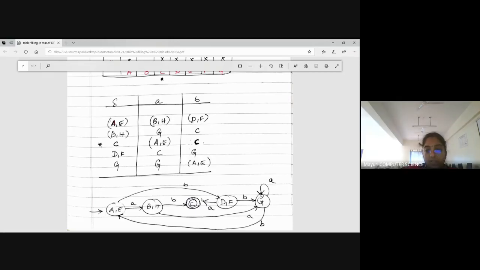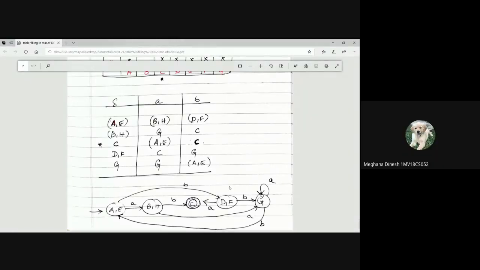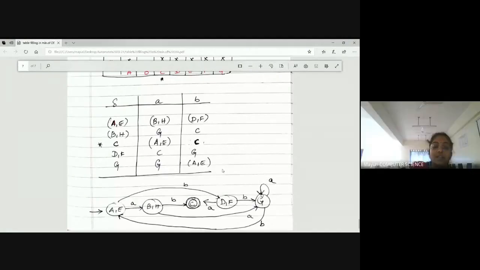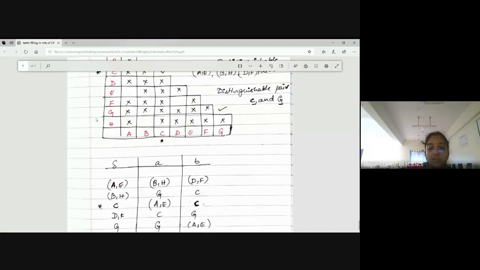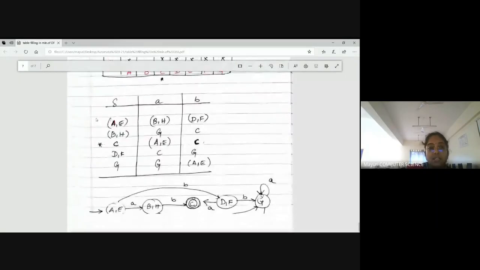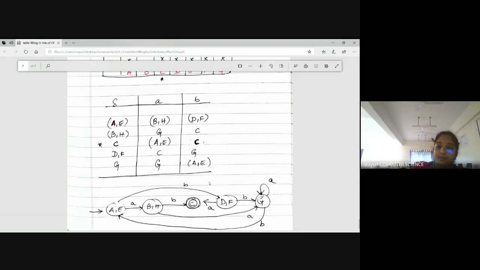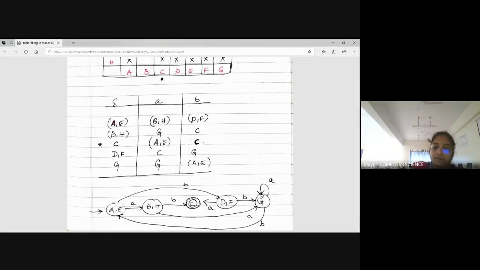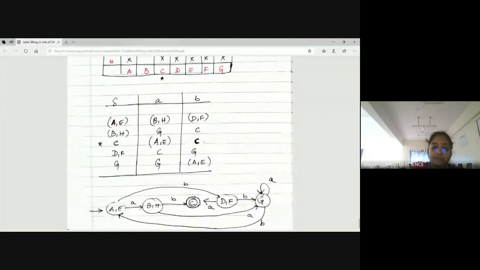So any doubts in this class today? Ma'am, how do you decide the initial state? Initial state is actually A, right? Yes, ma'am. According to the question, the given initial state is A. So here I don't have a state A, but I have a state AE, no? Yes, ma'am. So that's why AE is the initial state. Okay, ma'am. Fine. Yes. Any questions?